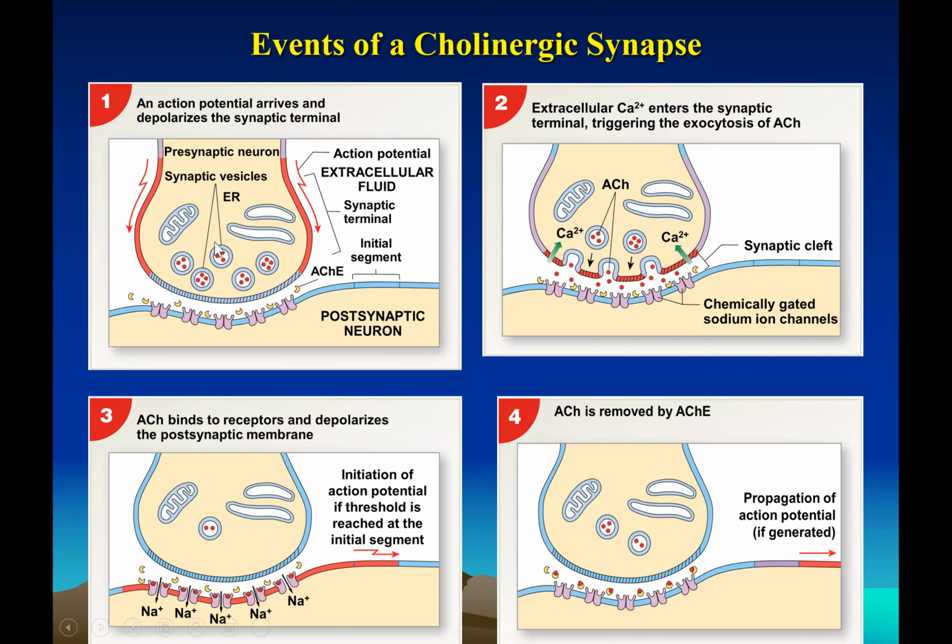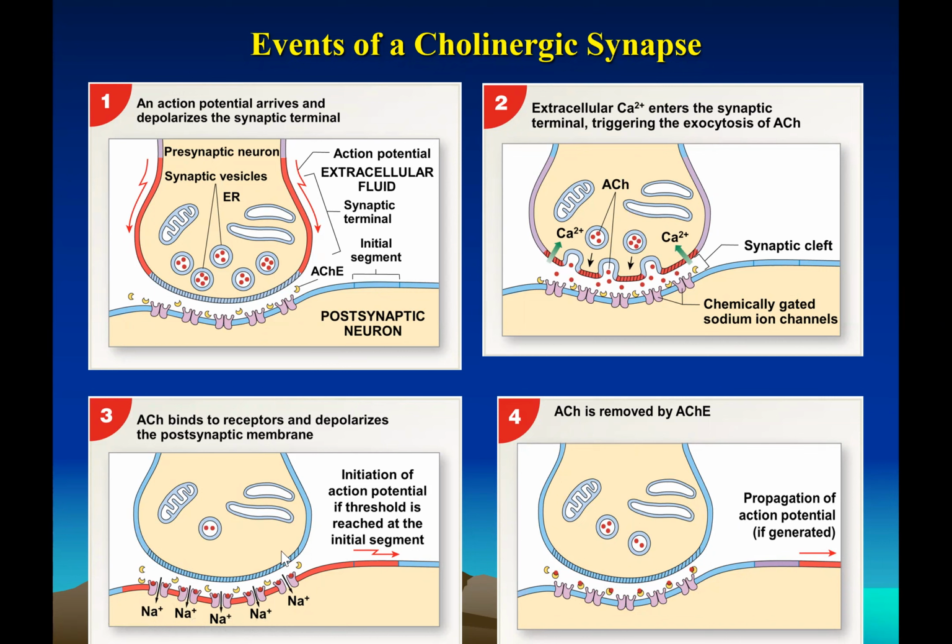It will package it in vesicles and it will fuse with the cell membrane and spill into the synaptic cleft. So you can see there's an influx of calcium when there's an efflux of acetylcholine. Calcium will enter the synaptic terminal, triggering exocytosis of acetylcholine. When acetylcholine finds the receptor, this is picture 3 here, the sodium channels will open. This phenomenon is called depolarization.